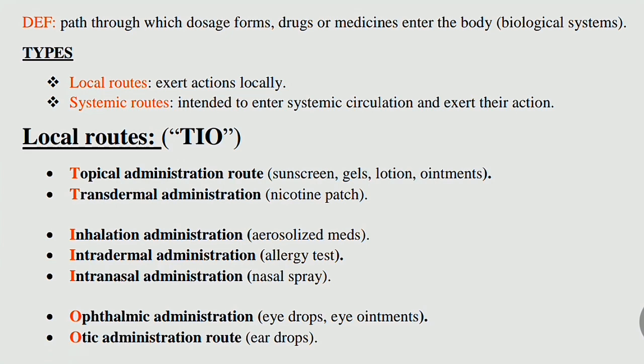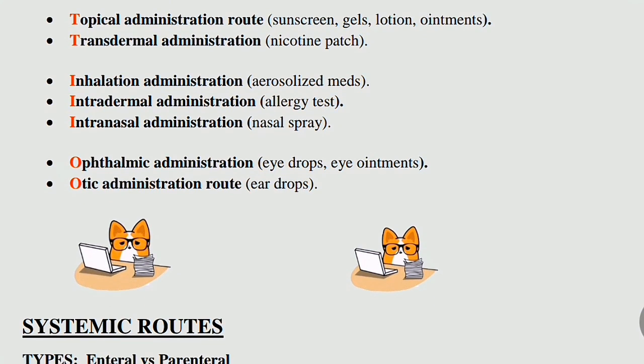So let's talk about the local routes. When we talk about the local routes of administration, think of this mnemonic TL, right? But then the key thing, remember that there are two T's, there are three I's, and there are two O's. So TL, right? So the first T stands for topical administration route. When we say topical administration route, it's exactly what you're thinking. So we're talking about applying on the surface, usually on an epithelial surface like the skin. An example would be sunscreen, gels, lotions, and ointments, right?